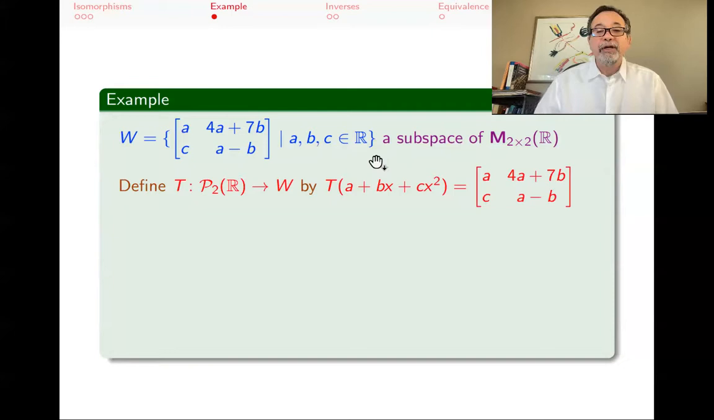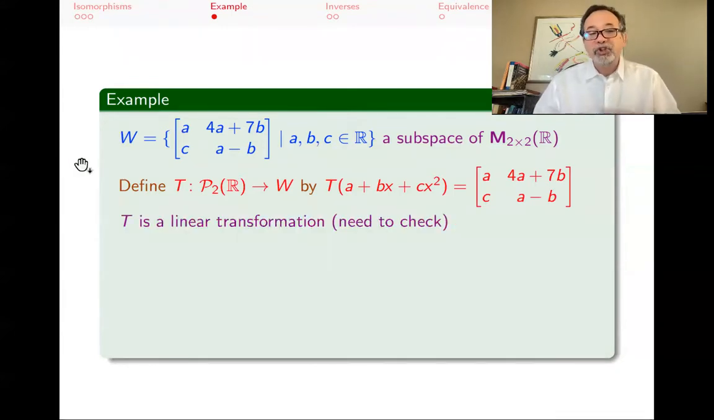Okay, now, so what? First of all, you have to check that this is a linear transformation. We have done examples of such things in the videos on linear transformations.